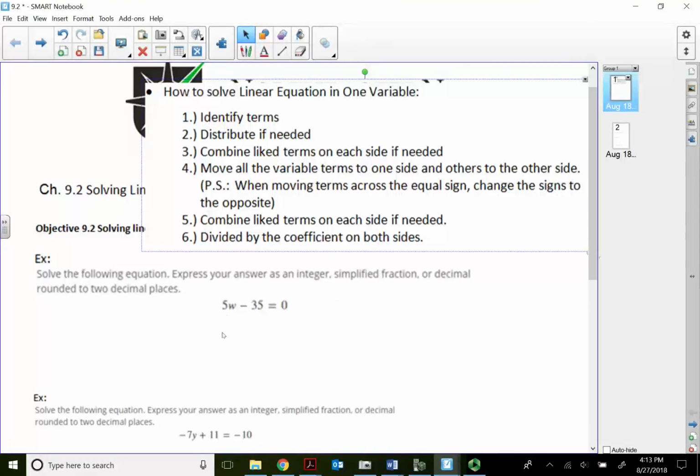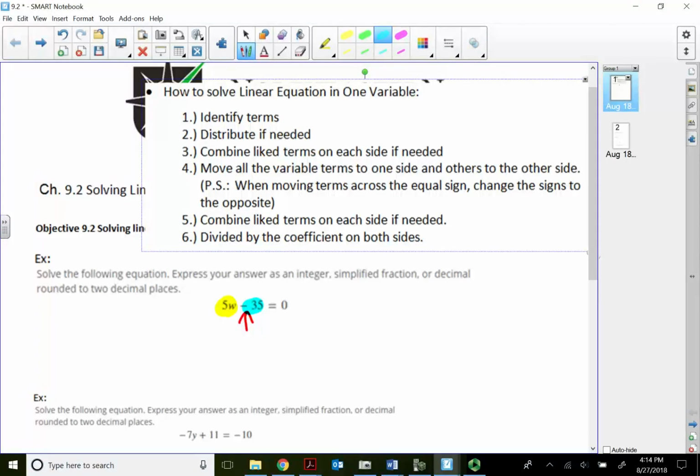So let's take a look. Step number one, see how many terms we have. Where the equal sign is, on the left side, there's a subtraction sign outside the parentheses, so that's separate between two terms. 5w is one term, negative 35 is one term. On the right-hand side, I have a 0. Sometimes 0 means a term, sometimes 0 means nothing is there. For this problem, we're going to assume there's nothing on the right-hand side.